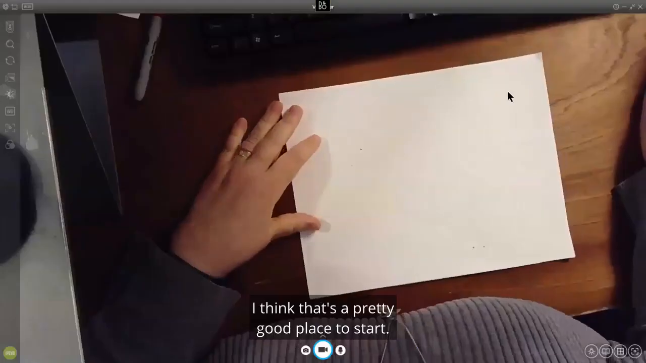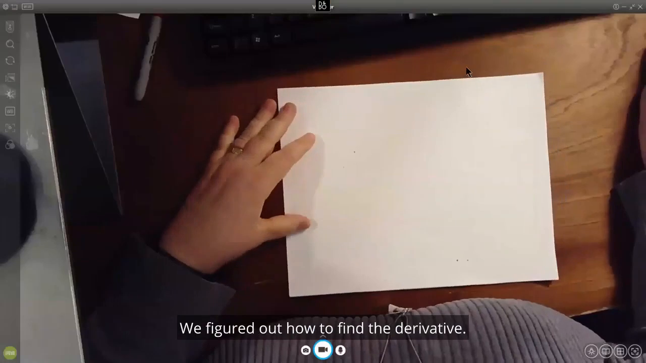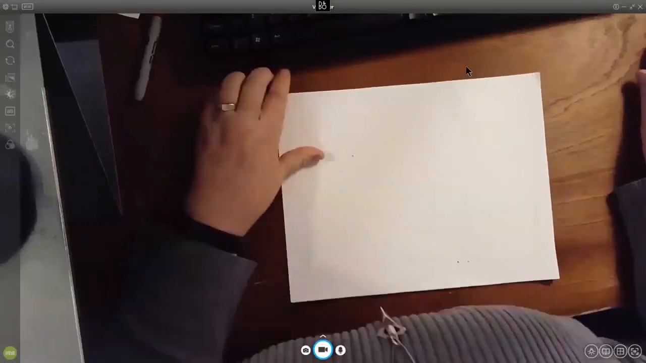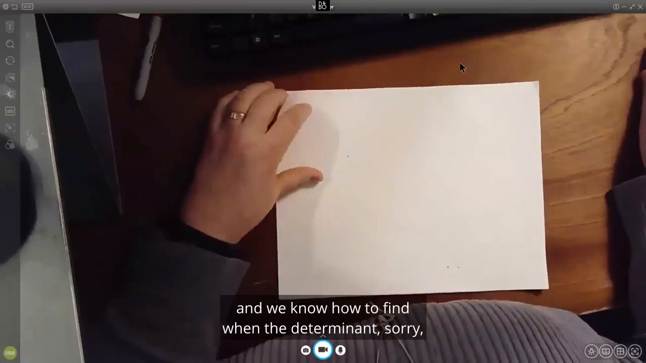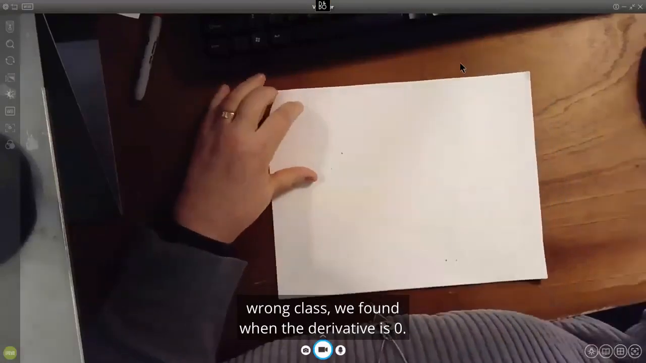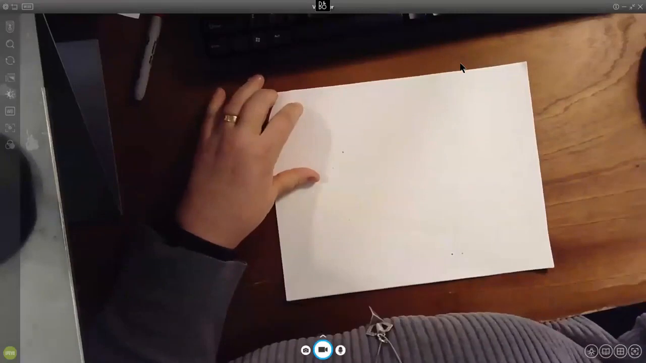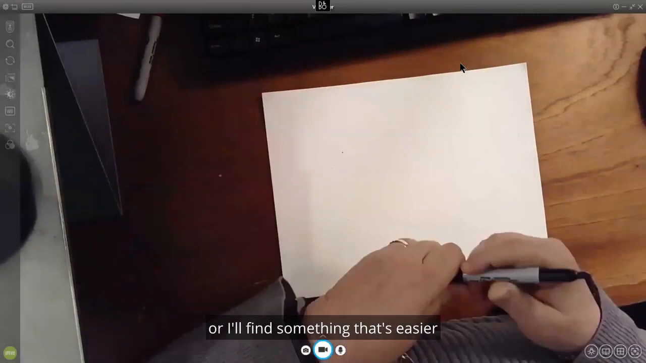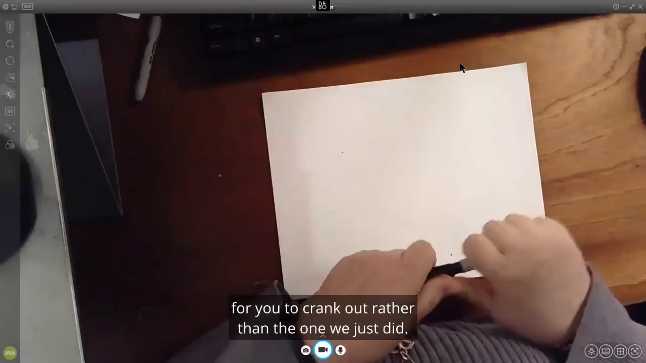I think that's a pretty good place to start. We figured out how to find the derivative. We figured out how to find lines of tangency and normalcy. We found when the derivative is 0, or when it's undefined, we might go to Maple and cry, or I'll find something that's easier for you to crank out rather than what we just did.